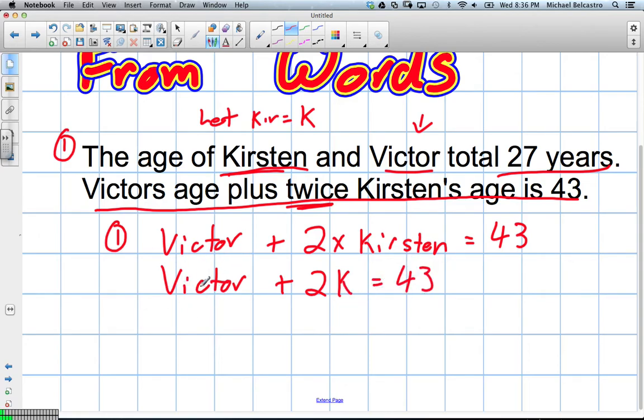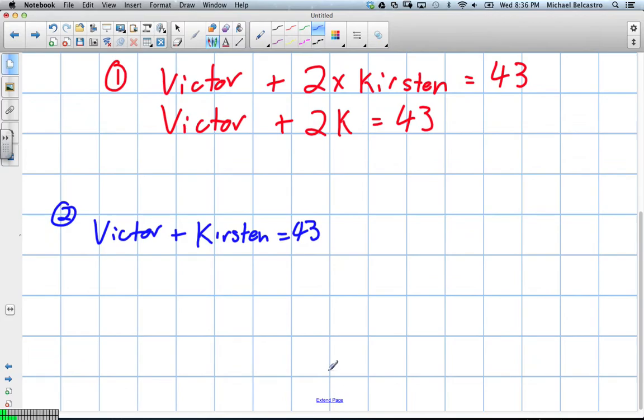But we need to make a relationship with Victor's age and Kirsten's age, right? How can we relate Victor's age to Kirsten's age? Well, we have this first line. The ages of Kirsten and Victor total 27. Okay? So let's do this in blue. I'll call this kind of the second equation. We know that Victor plus Kirsten equal 43. Okay? What did we call Kirsten? We called it K, right? So Victor plus K equals 43.